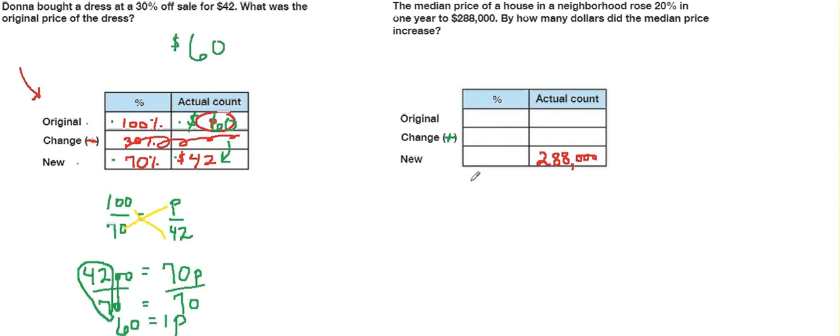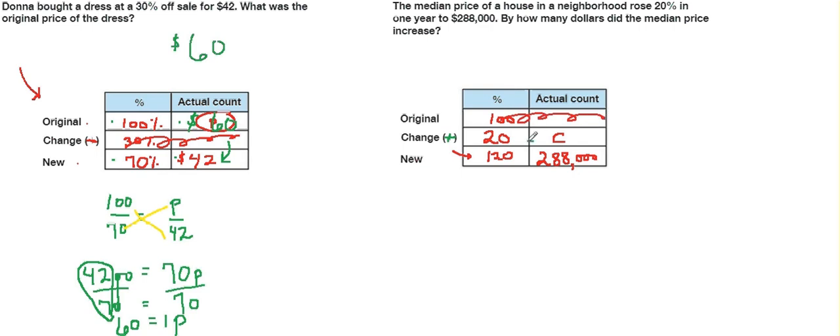Okay. 20% is the change, isn't it? Change percent. It's an increase. By how many dollars did it increase? Okay. Original percent's always 100, so what goes here? Quick subtraction. Oh, wait. We're adding, not subtracting. So instead of 80, it's 100 plus 20 equals 120. Got it? Okay, we don't need this row.